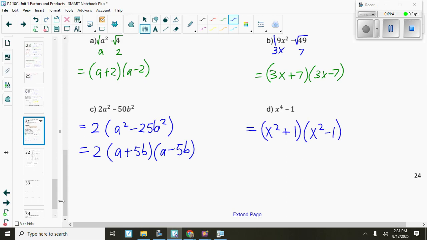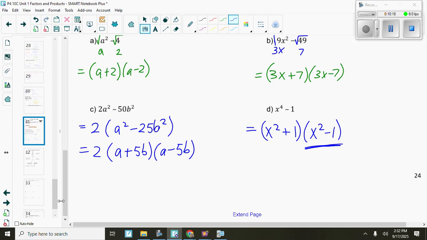Are we done? We did the difference of squares, but we always have to look and see if any of our factors can be factored again. Sometimes that happened when we did grouping and our leftover factor ended up having a greatest common factor that we then had to take out. This one, even though I did difference of squares, look at this. This one is a difference of squares again, because I can take the square root of x squared and the square root of 1.